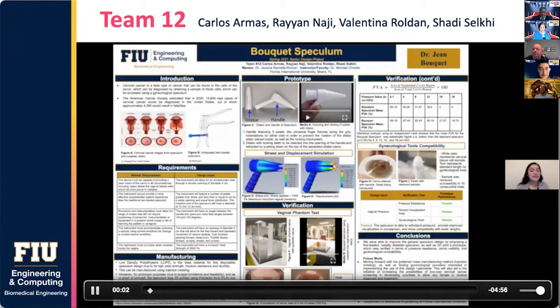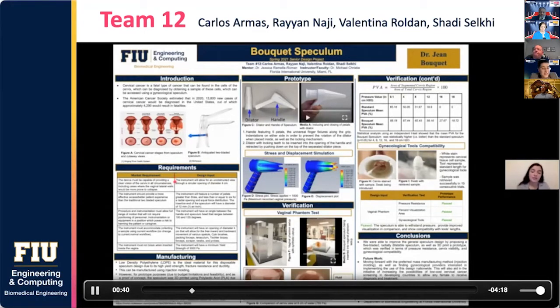Hello, my name is Valentina Roldan, and today I will be discussing the bouquet speculum from Team 12, sponsored by Dr. Jean Bouquet. To introduce, cervical cancer is a cancer that originates from the epithelial cells of the cervical os, with almost 14,000 new cases emerging in 2020 in the US. This cancer is screened for by using what is known as a vaginal speculum. The current one features two blades that open vertically and provide a view of the cervix. Using the speculum can induce vaginal wall collapse in about 30% of patients, obstructing the view of the cervix and making examinations more inaccurate.